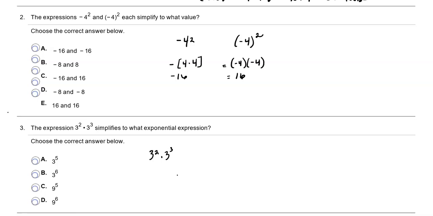However, when we're squaring (-4), the -4 is the base because it's in parentheses. So -4 times -4 will equal +16.